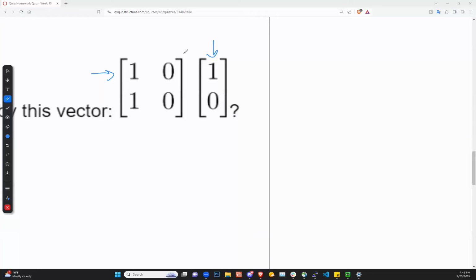Is that a gate or just a matrix? This is just a matrix. In order for it to be a gate, it has to satisfy a certain property. It has to be what we call unitary.